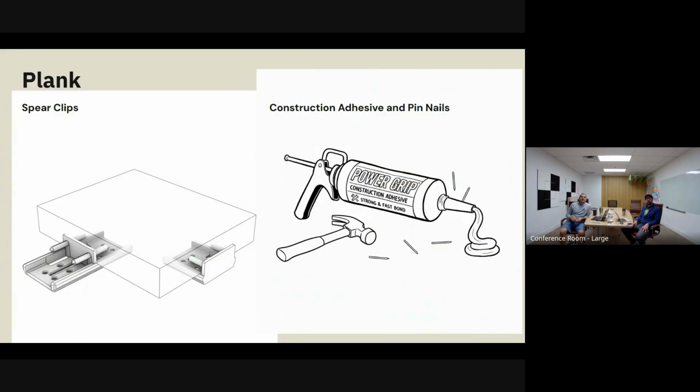Planks. We use spear clips as our standard attachment. It's a very simple and easy method. The issue with it is that it is kind of expensive. So really, again, you want to talk about the application, but this is a way to help save money. Depending on what their structure is, you can save money by using construction adhesive and pin nails.